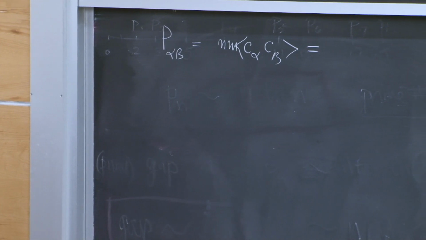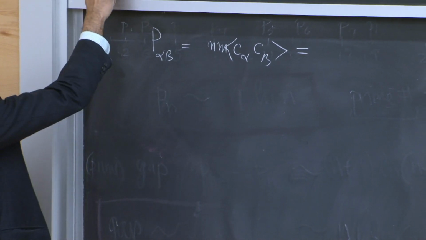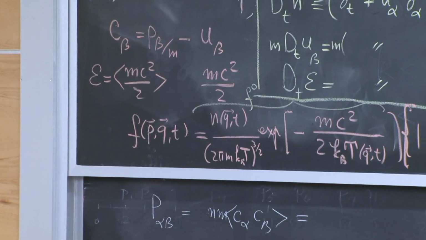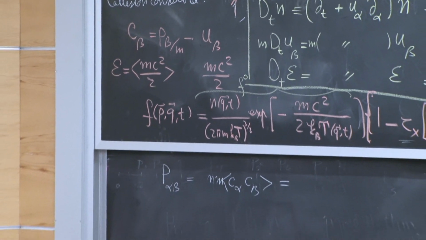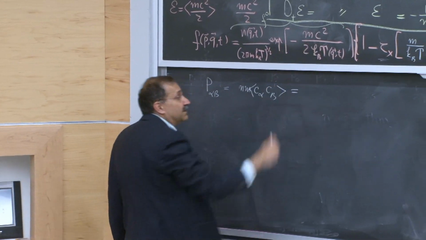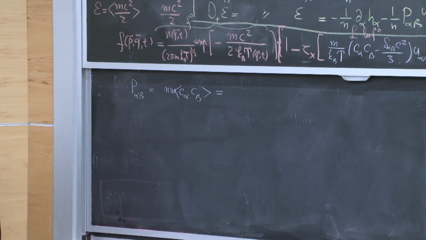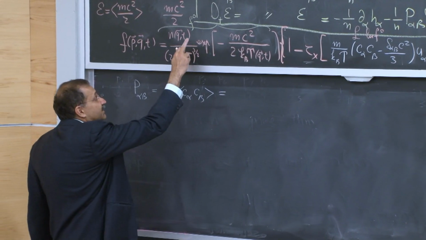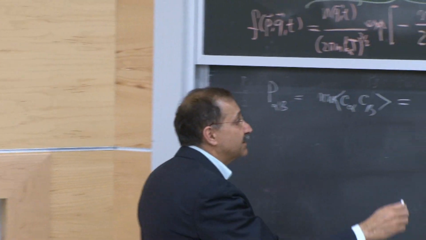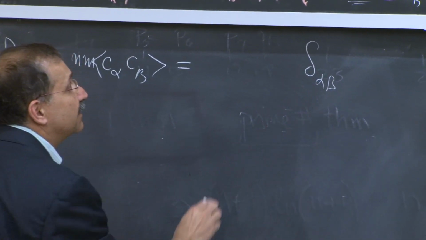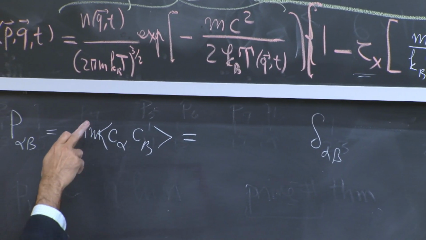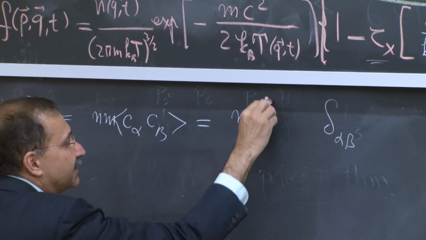How do I calculate that average? I essentially multiply this F, as I have indicated over there, by C alpha, C beta, and then I integrate over all momenta. Essentially, I have to do integrations with this Gaussian weight. So when I do the average of C alpha, C beta with this Gaussian weight, not surprisingly, I will get the delta alpha beta, and I will get from here KT over M, multiplying by NM will give me NKT.